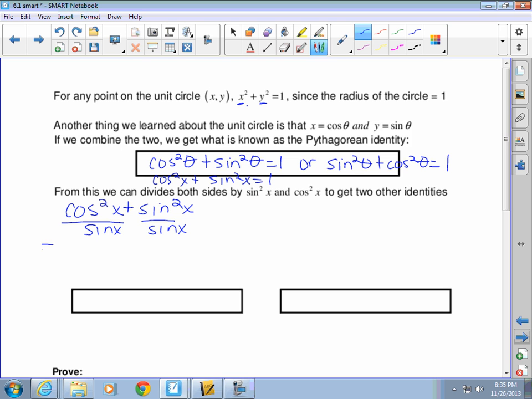This one leaves me with, sorry, not sine x, sine squared x. Cos squared x over sine squared x is the same as cotangent squared x. Sine squared x over sine squared x, those will just cancel and leave me with 1.